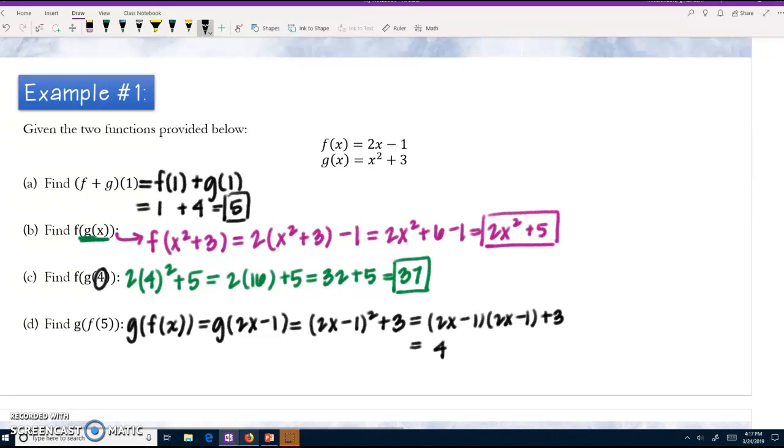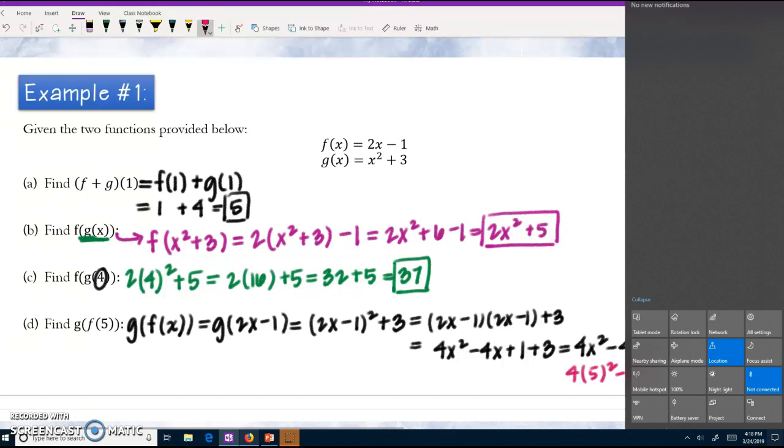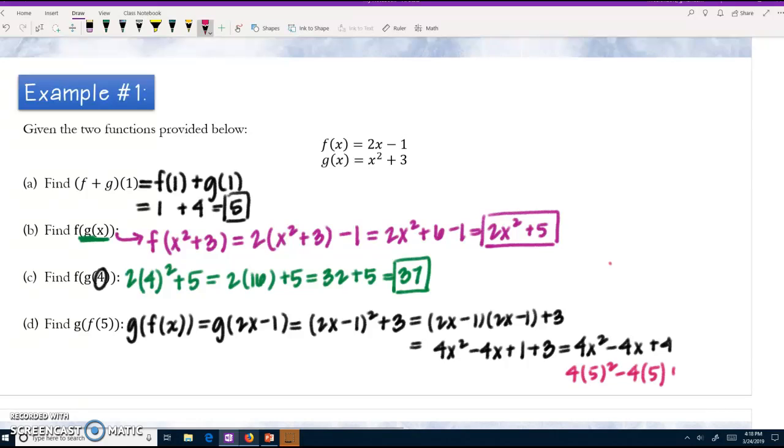And then foiling here is going to give me 4x squared. I'm subtracting 2x in my inner and outer, so that's going to be minus 4x plus 1 plus 3. That's going to simplify to 4x squared minus 4x plus 4, since I have a plus 1 and a plus 3. So at this point, what I would want to do is plug 5 in here. So I'd have 4 times 5 squared minus 4 times 5, and then all of that plus 4.